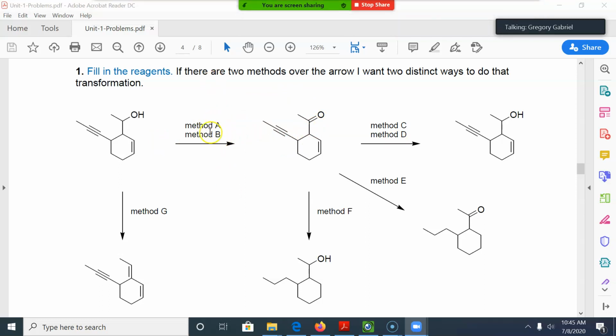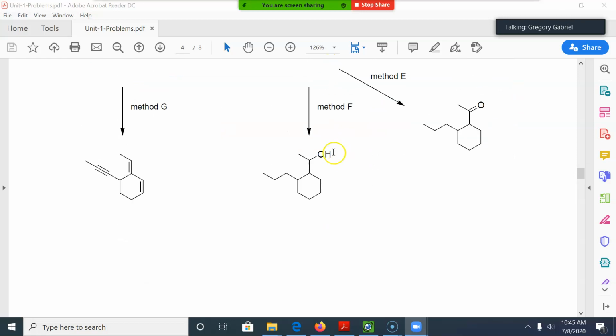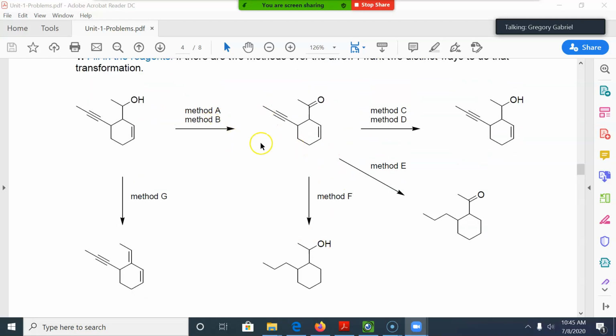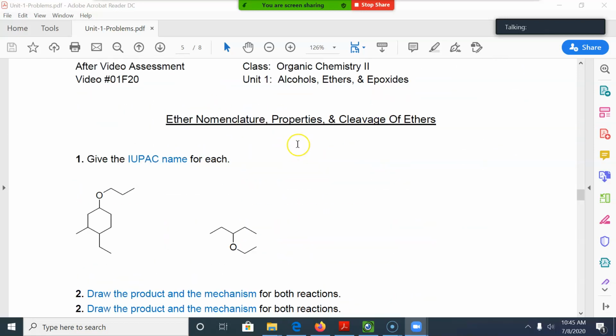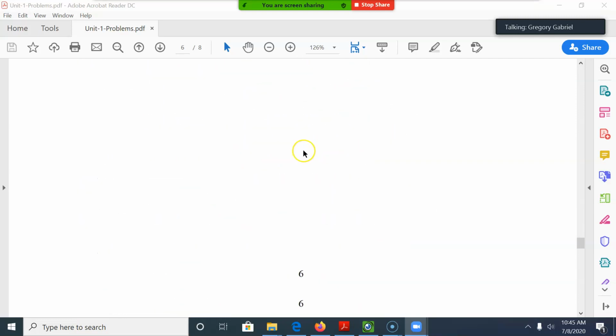There are two distinct reagents. One was chromic acid, secondary alcohol to a ketone. The other one was PCC. So you can use PCC to get the ketone as well. Stuff like that, you want to be good at predicting the reagents. Like I said, there were 8 problems.